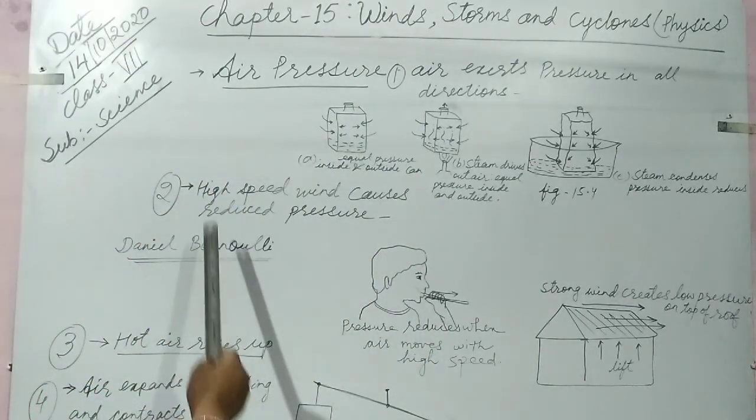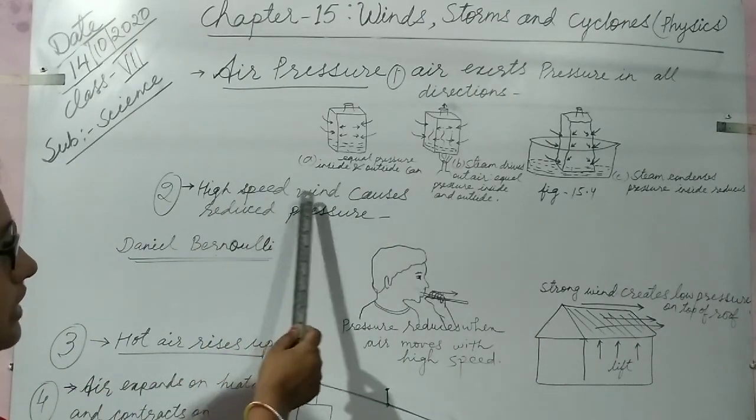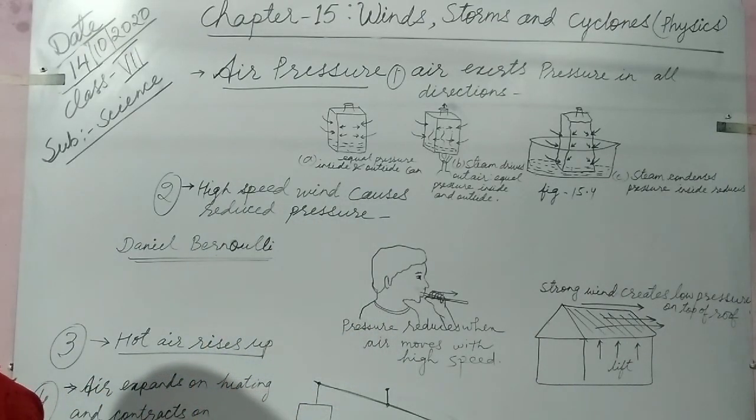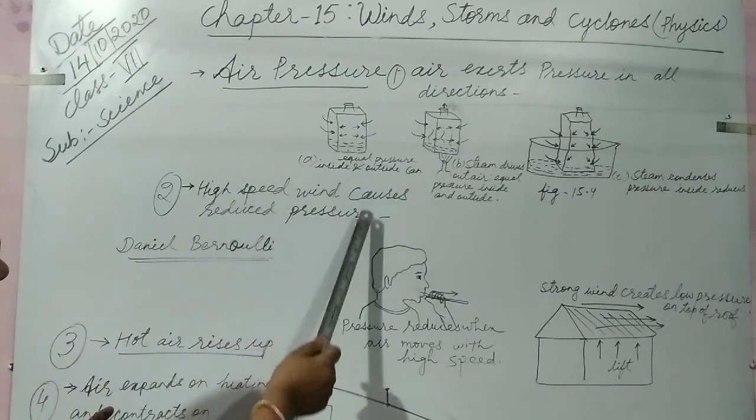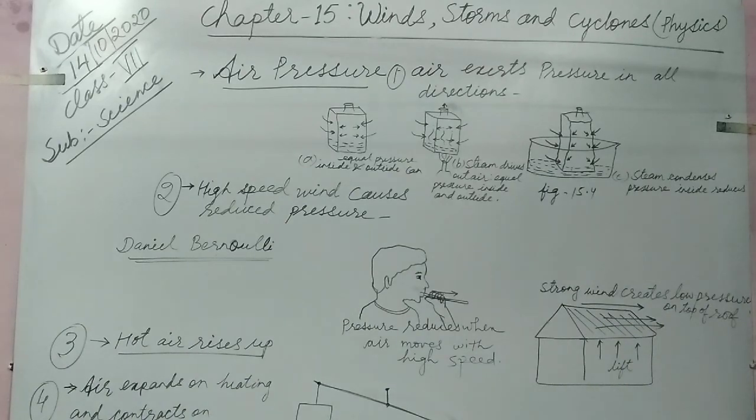So the second point which I am going to discuss with you is that high speed wind causes reduced pressure. High speed winds cause reduced pressure. It was observed by a Swiss mathematician, Mr. Daniel Bernoulli. Mr. Daniel Bernoulli observed that when air moves with an increased speed, its pressure drops.